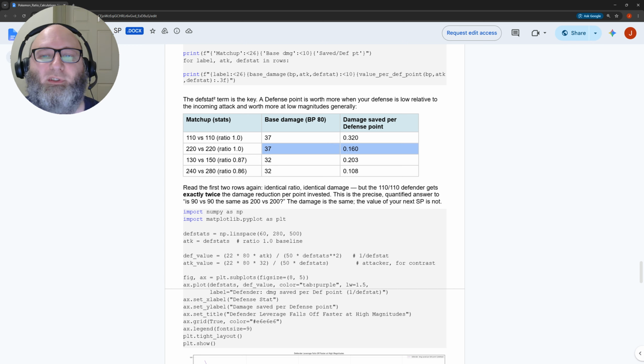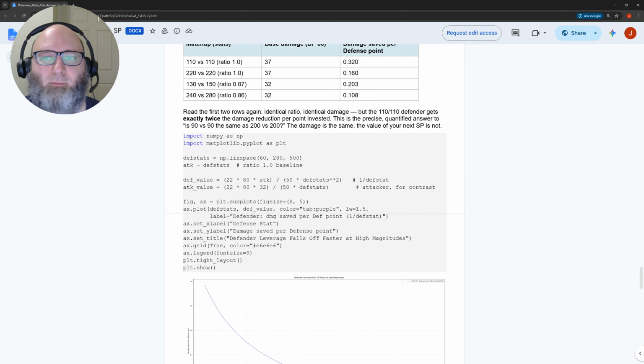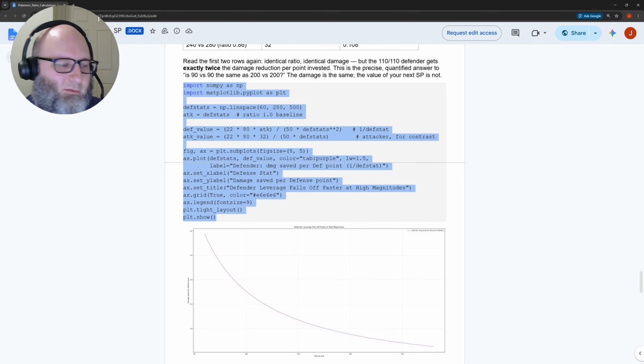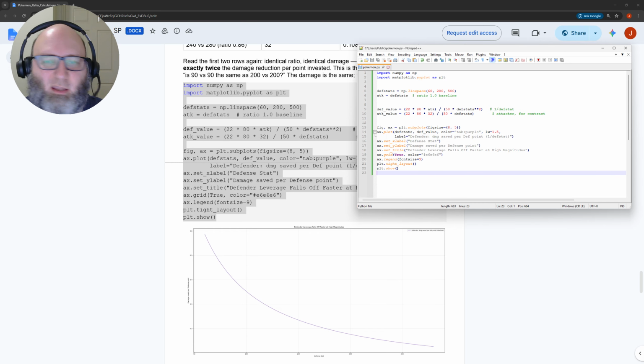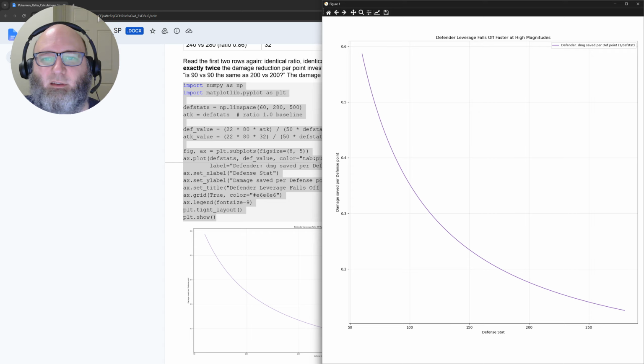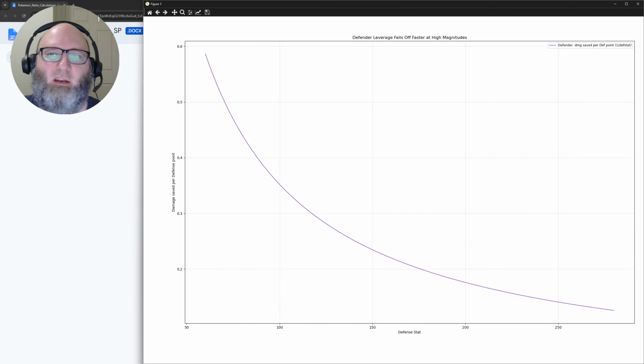This is the precise quantified answer to is 90 versus 90 the same as 200 versus 200. The damage is the same. It's just the value of your next SP is not. So again, we've got a graph here that can be rendered with Python. And again, this shows the defender leverage falls off faster at higher magnitudes. And then, defense saved per defense point. So obviously, anything under 50 or 100.